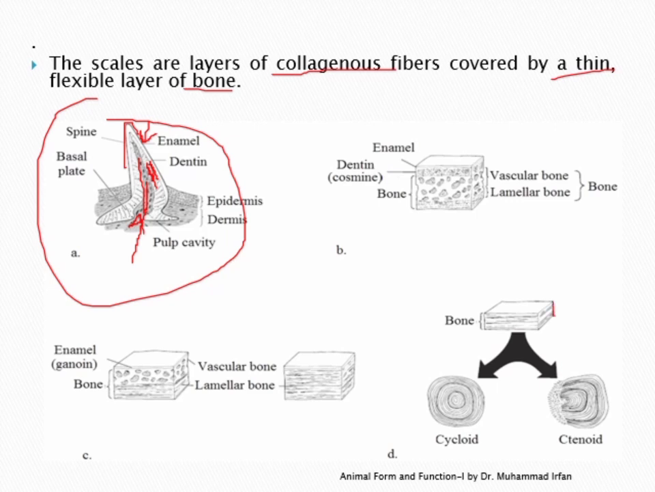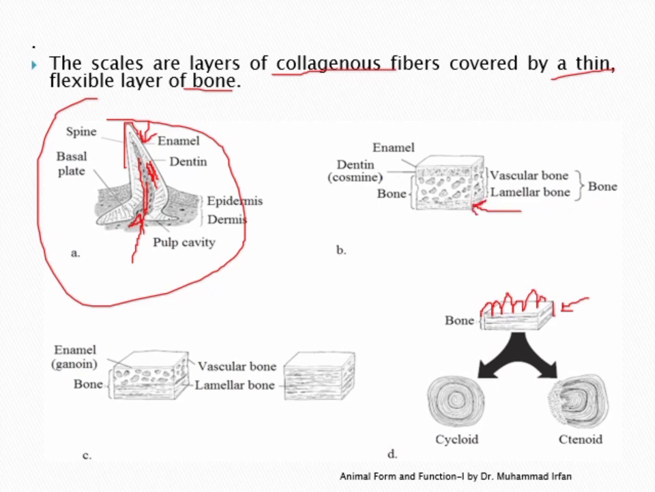So this bony structure originates from the connective tissue, that is the dermis, and it remains in the dermis. They don't penetrate the epidermis like in case of placoid scale. So these have only one layer of bone, and then in case of cosmoid scale and ganoid scale, there are two layers of bone, the vascular bone and the lamellar bone. Lamellar bone is actually compact bone.